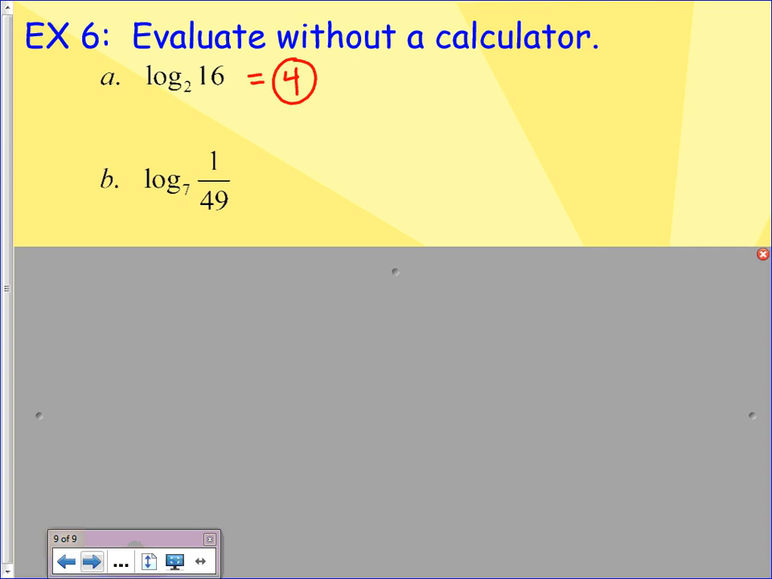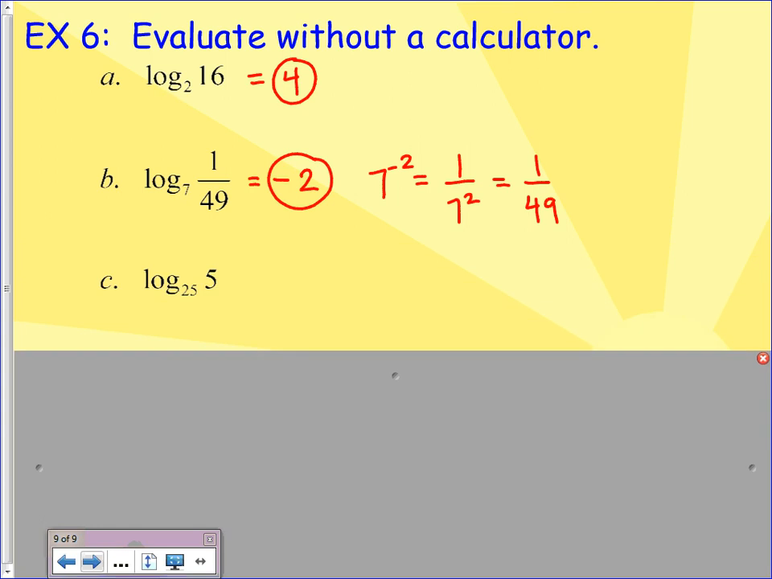So the second one, log base 7 of 1 over 49. We should recognize that since we have a fraction, it should be a negative number. 7 to what power is 49? 7 to the second power is 49. So 7 to the negative second power would be 1 over 49. It would be 1 over 7 squared.